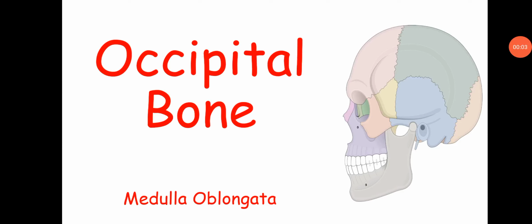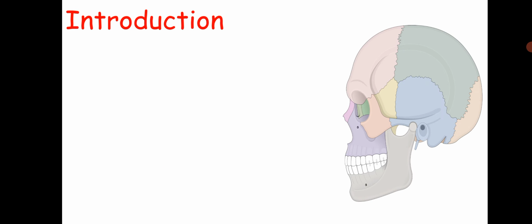Today we are going to talk about occipital bone, and here at the side you can see the diagrammatic or schematic representation of skull, and the orange color bone at the back region or posterior region is occipital bone. Now let's start the topic with the introduction.